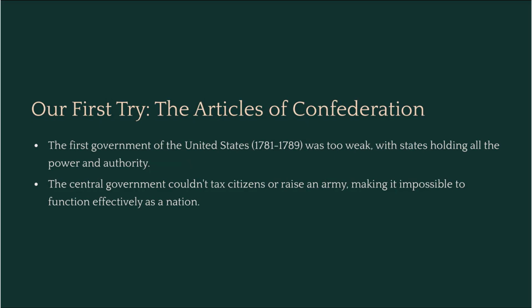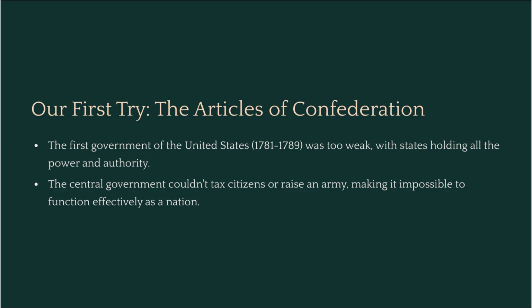After winning the Revolutionary War, the new states needed a government. Their first attempt was called the Articles of Confederation. But everyone was so afraid of a strong central government, like the king they just escaped, that they made the new government incredibly weak.